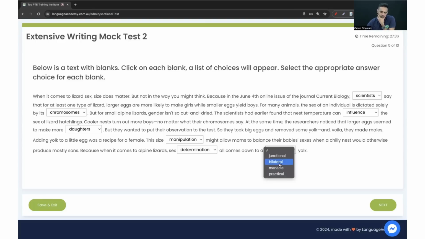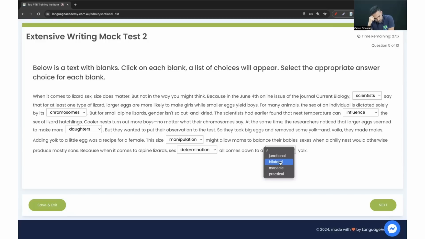This is a bit confusing. Junctional won't be the right answer. Bilateral means two, but there's a single yolk over here. They're adding and removing, right? Okay. See, to be honest, I'm a bit confused over here because of all the four options. I'm sure that junctional and bilateral are not the right answers.